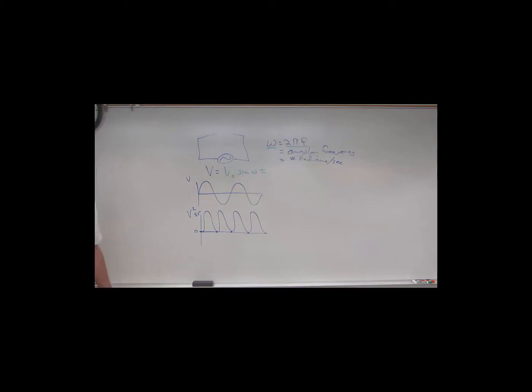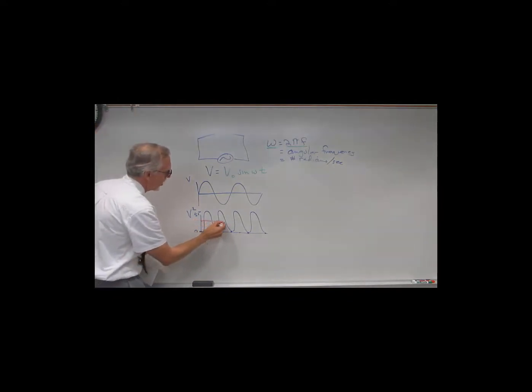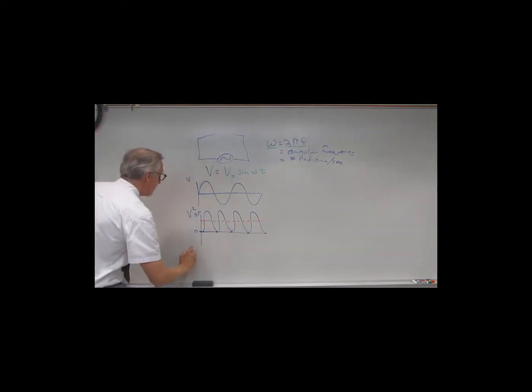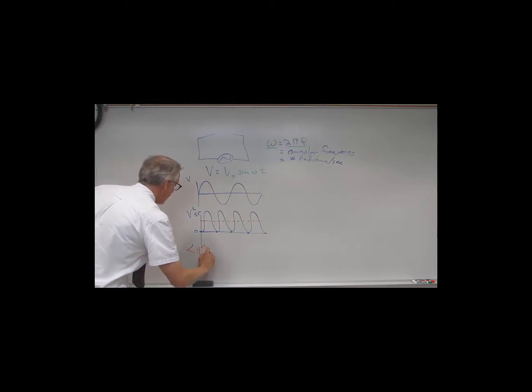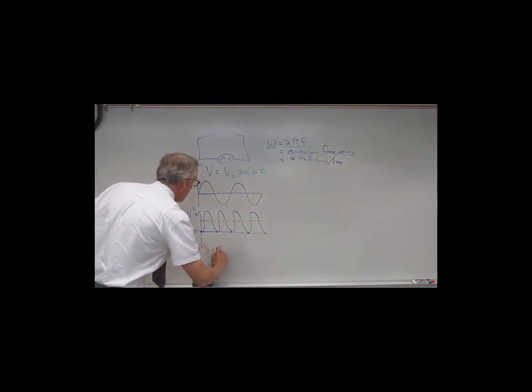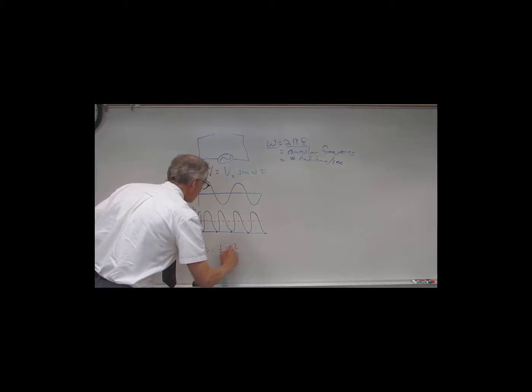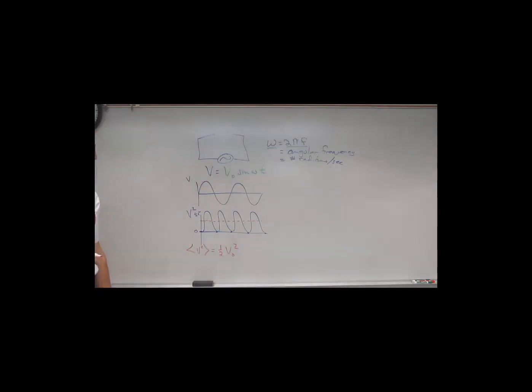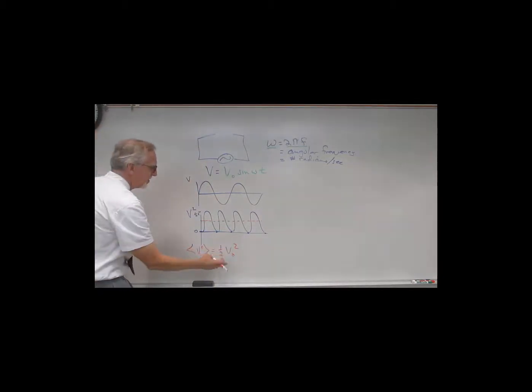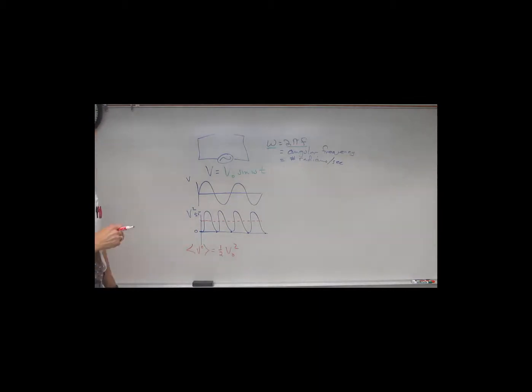Now, what's the average of that? Well, from symmetry, we could see the average of that is right in the middle. The average of V squared will be 1/2 V naught squared. Okay, well that's great. That gives us an average value that's useful. It depends on the amplitude of the voltage. But it's a squared quantity, so let's take the square root of that.